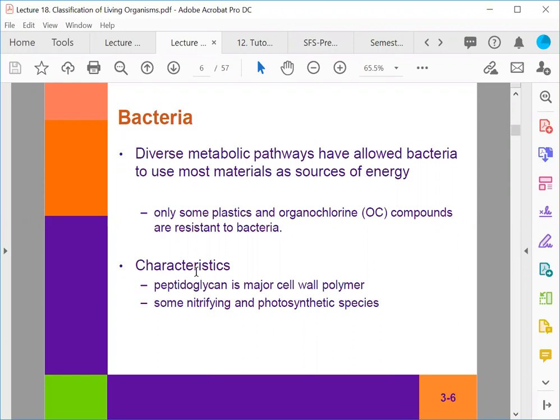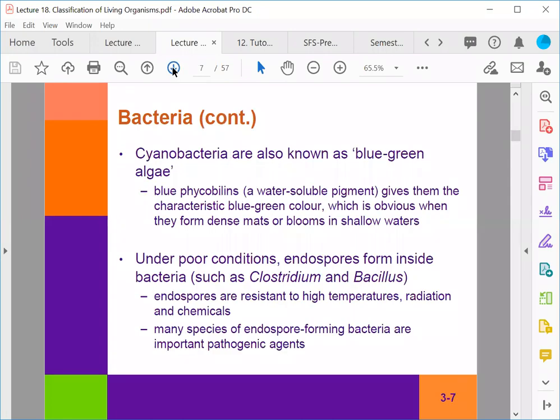Characteristics of bacteria. One of the most important characteristics of bacteria that differentiate them from the archaea is the presence of this complex compound called peptidoglycan. This is a major component of the cell wall of bacteria, but it's not found in the cell walls of archaea. All right, within the group known as the bacteria, there are some nitrifying species, I'll come back to that word, and some photosynthetic species.